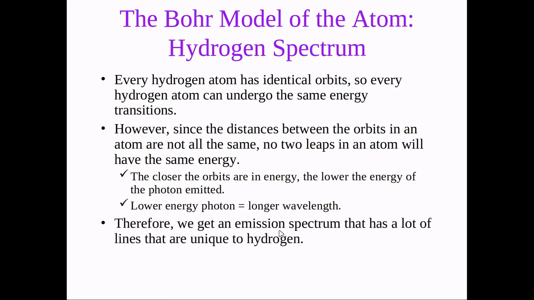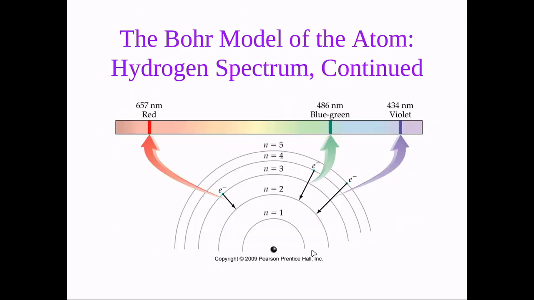This is how we get the emission spectrum that we saw before. So here we can see a picture of that, right? When we have an excited state, so it got excited up, okay? If it transitions from n equals 3 to n equals 2, then we're going to see an emission of a low energy photon, and it's going to have a longer wavelength, so it's going to be red.